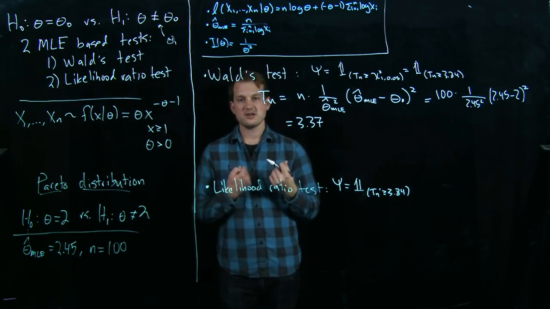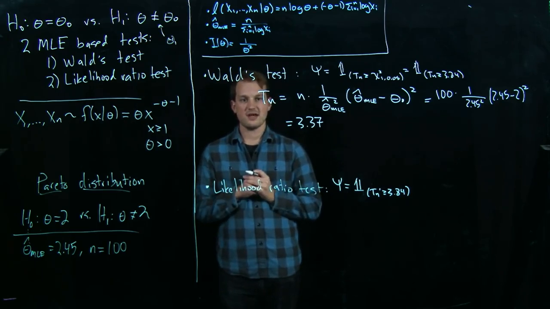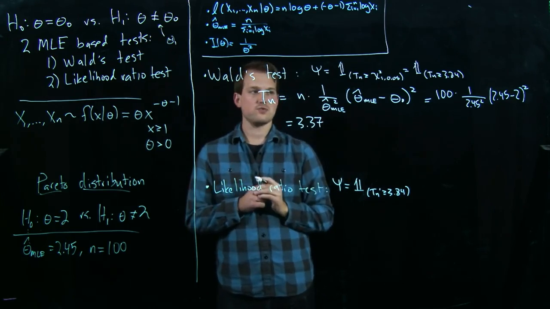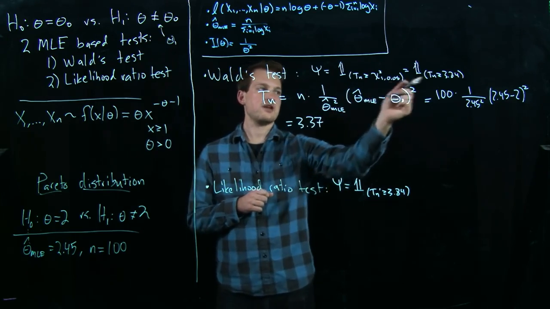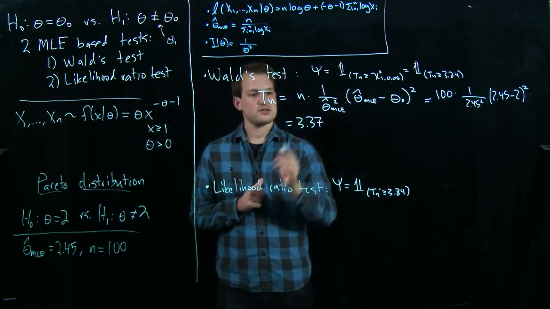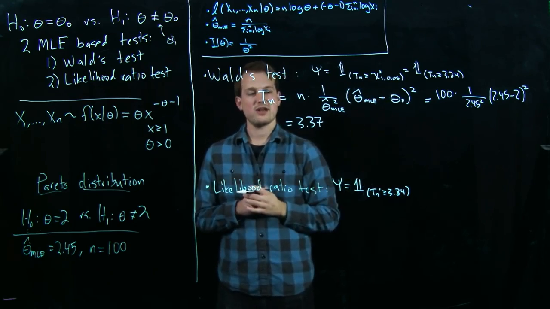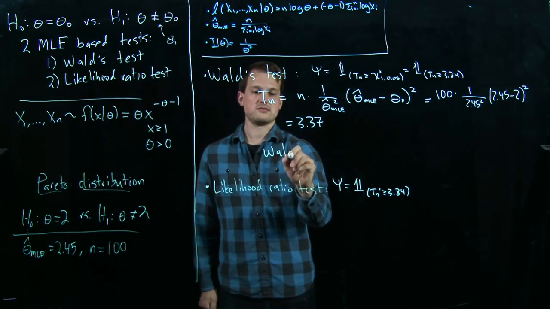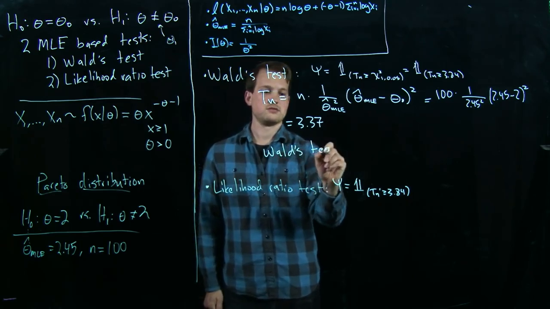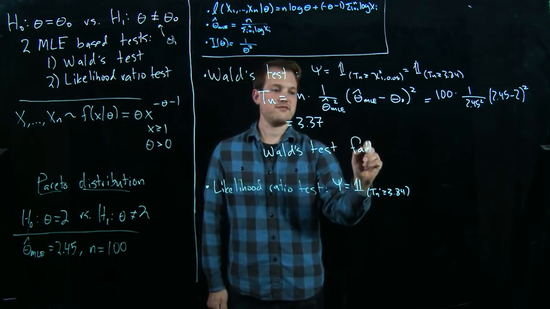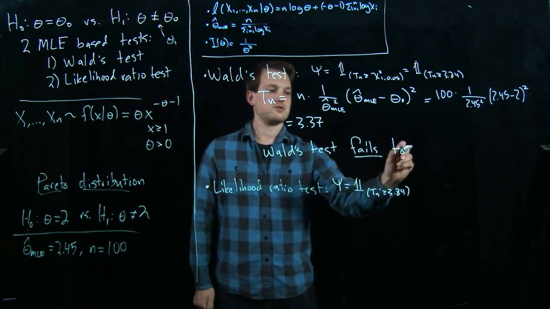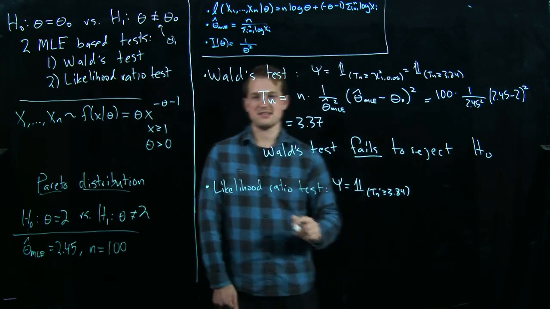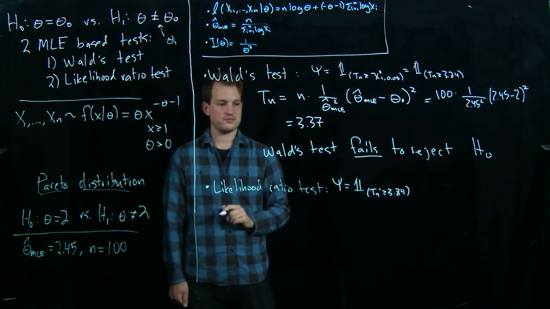So now, does our test accept or reject the null hypothesis? This test will reject when this indicator is 1, when Tn is greater than 3.84. So is 3.37 greater than 3.84? No. So Wald's test fails to reject the null hypothesis H0, that theta equals 2.